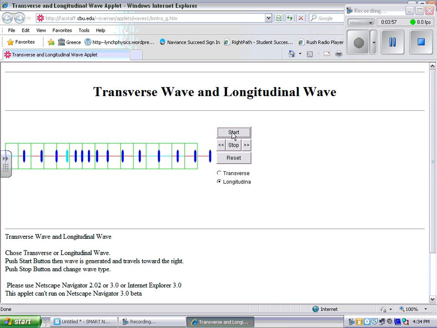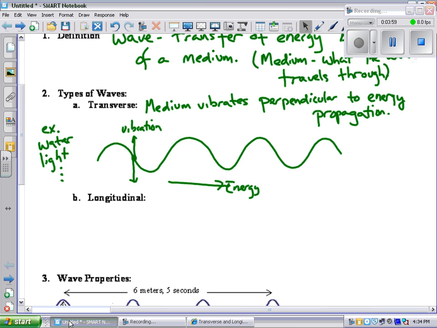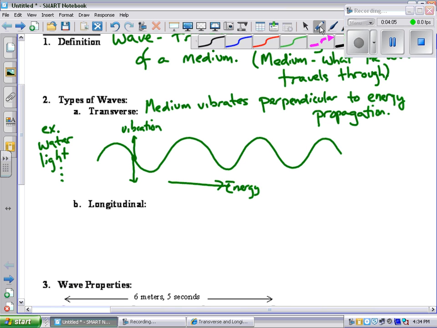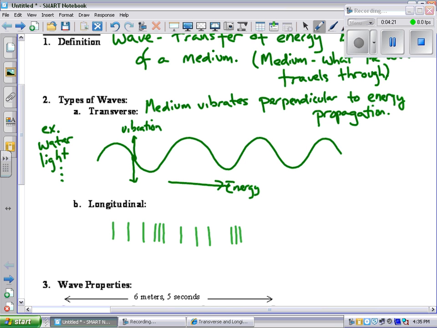So back to our notes. I'm going to try to draw that. Okay, so we are going to start out by drawing our little particles. And let's say right here, as they've been vibrating back and forth, at this moment they're kind of spread out. Then they get squished together here, and then more spread out over here, and then squished together over here, and so on. Okay, these guys are vibrating back and forth this way, which is parallel to the direction the energy is moving.